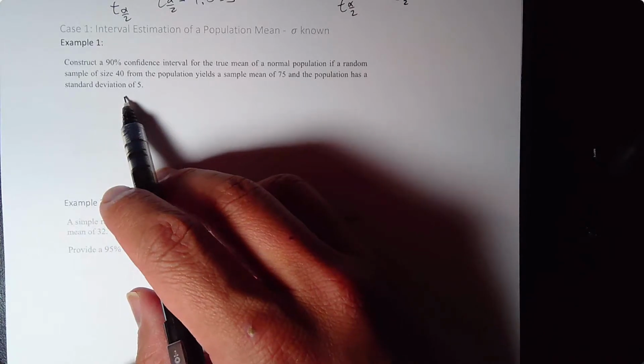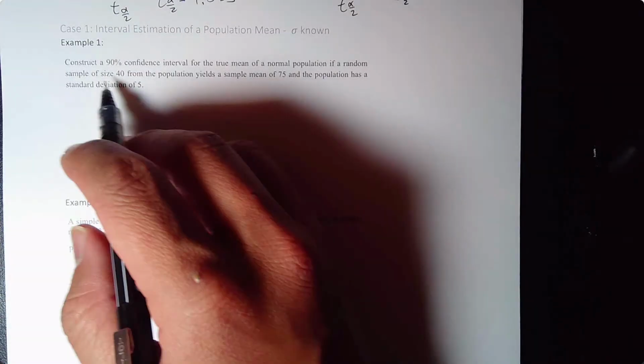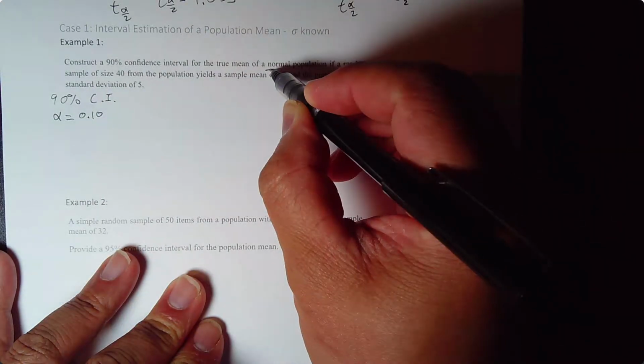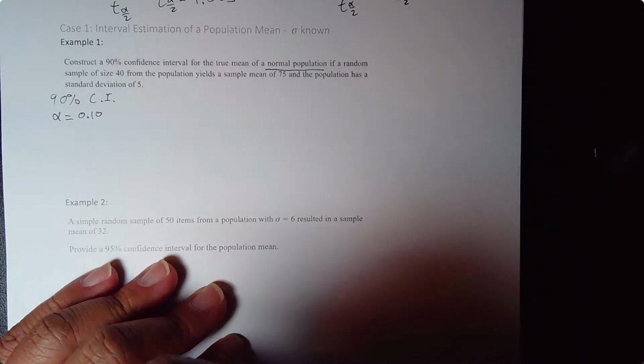First thing you want to do is just start collecting some information. I want a 90% confidence interval. Okay, so 90%, right, confidence interval. That means my alpha must be 0.10. Again, this tells me it has a normal population. Remember, I need to know the distribution. This is from chapter 7.